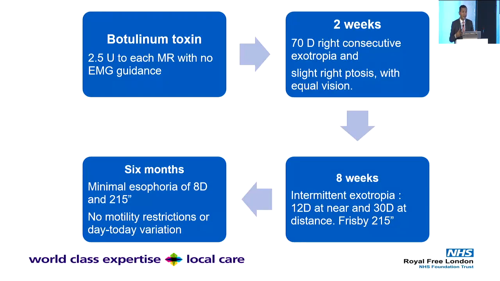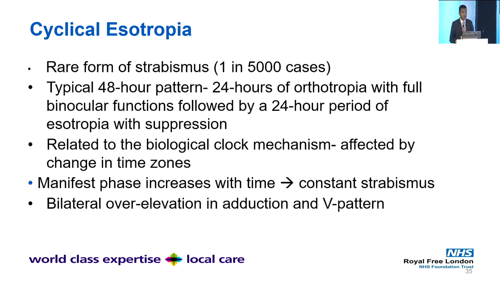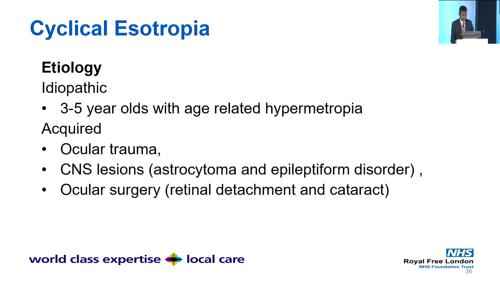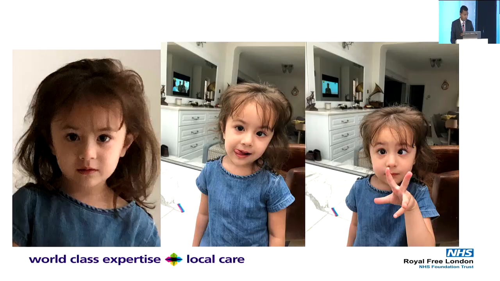And again, why choose toxin over surgery? Just because there was a bit of hesitancy, because the angle was changing, the family was not keen on having an operation, which I absolutely understand. So this is another rare form of strabismus, which is a 48 to 24 hour cycle. In some of them, the manifest phase will increase over time, and they go into a constant squint, and then fair enough. I think then surgery and toxin have an equal role. It's just in this case, we felt if we could break the cycle, we might keep him straight, which we managed to do, and he's done very well.